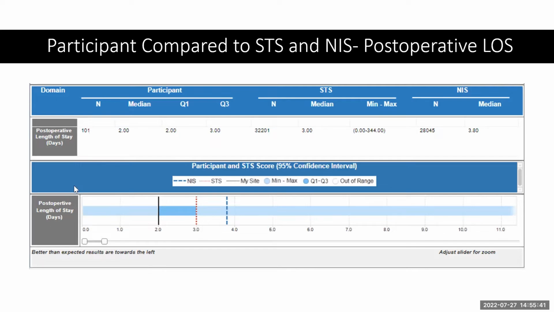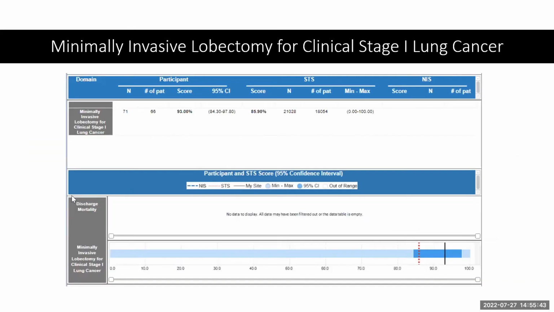Okay, moving on, next slide. Okay, so this is the minimally invasive lobectomy for clinical stage 1 lung cancer report. And just a quick statement about this. Normally you have your discharge mortality and the minimally invasive on the same report together. I tried to filter out the discharge mortality information so it was clear and we're just looking at the minimally invasive information, which is why it might look different than what you typically see.